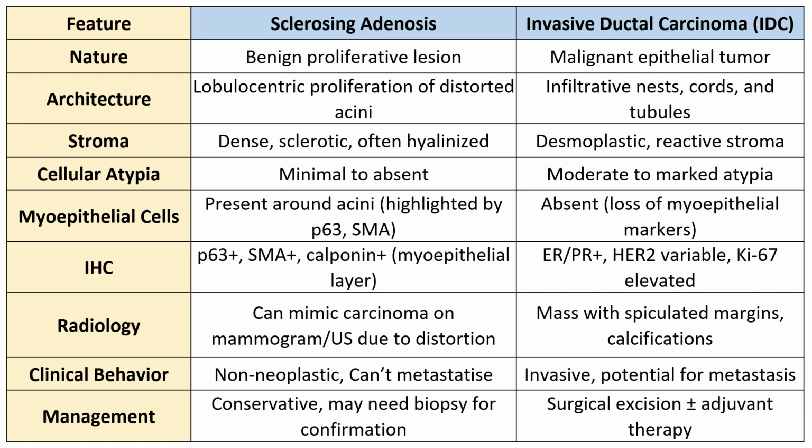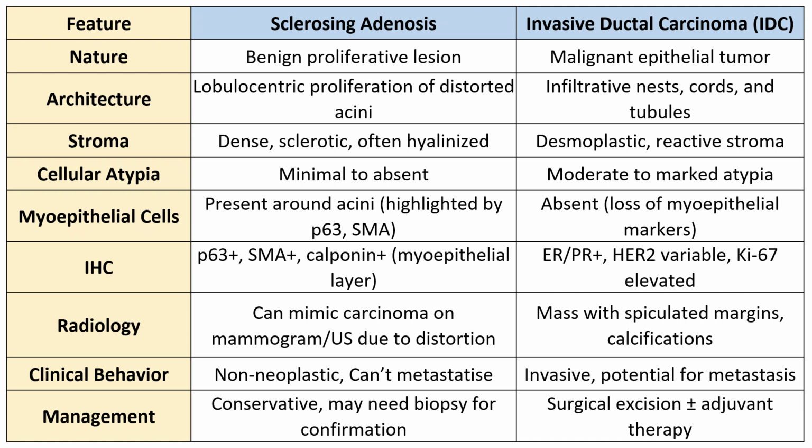Coming to the differences between sclerosing adenosis and invasive duct cell carcinoma, sclerosing adenosis is a benign proliferative lesion, whereas invasive duct cell carcinoma is a malignant lesion. Sclerosing adenosis shows lobulocentric proliferation with distorted acini, and invasive duct cell carcinoma shows an infiltrative pattern. The stroma is dense sclerotic, often hyalinized in sclerosing adenosis, and it is desmoplastic and reactive stroma in invasive duct cell carcinoma. Cellular atypia can be minimal or absent in sclerosing adenosis, and there is marked to moderate atypia in invasive duct cell carcinoma.